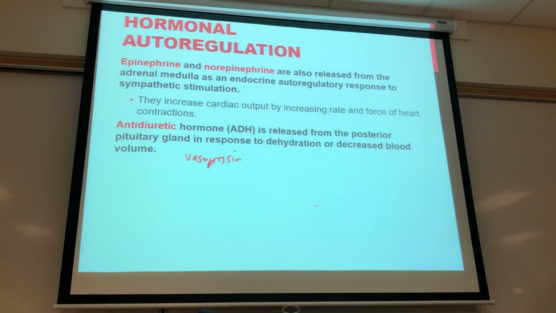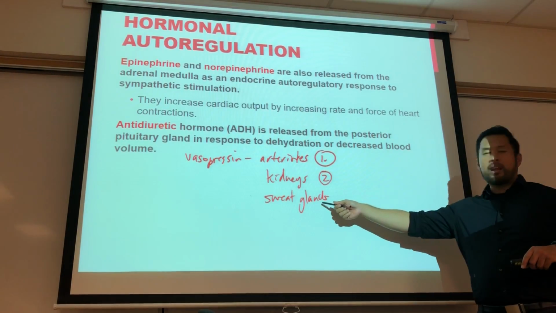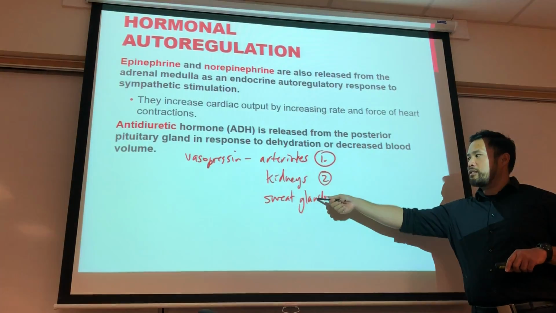So where did ADH work? Not only did it work on the vessels as vasopressin, here our arterioles. So that was area number 1. Number 2, it works on the kidneys, specifically the collecting duct. And the third was our sweat glands. Remember, our sweat glands respond to acetylcholine, and so you get sympathetic innervation of the sweat glands. ADH comes in and inactivates the sweat glands. That makes sense because that's our other way of losing water.